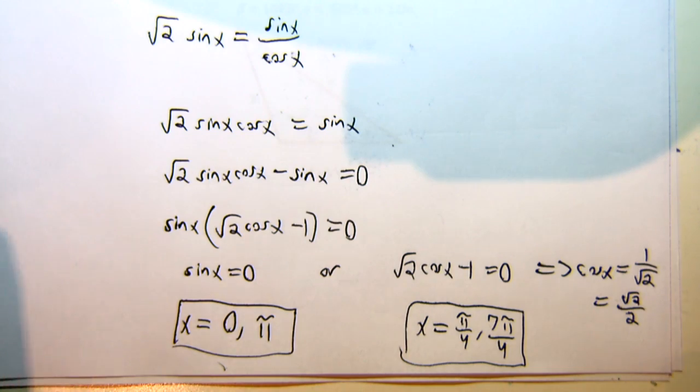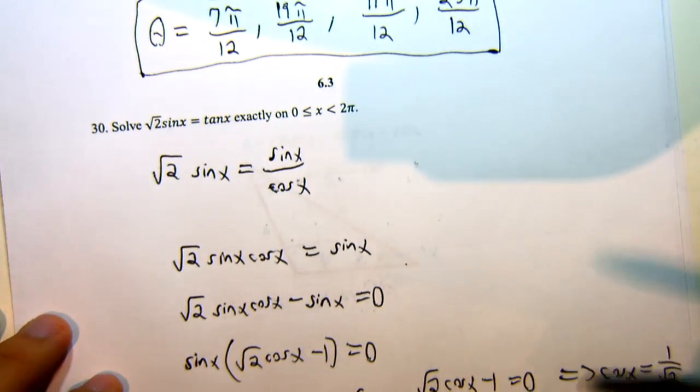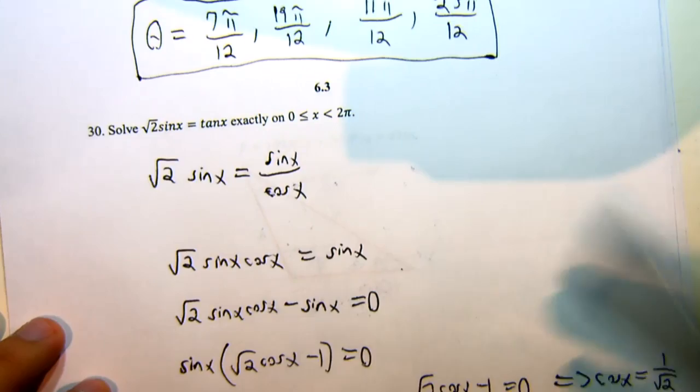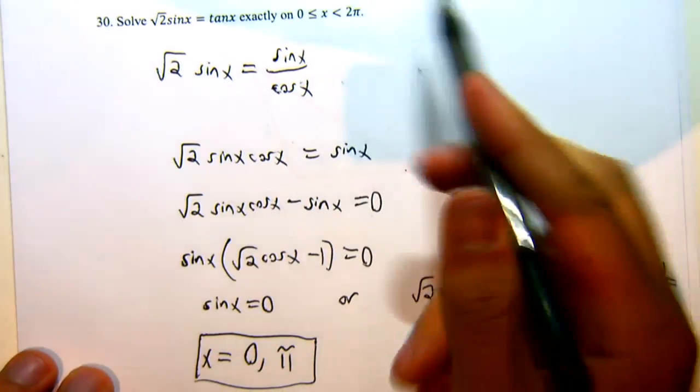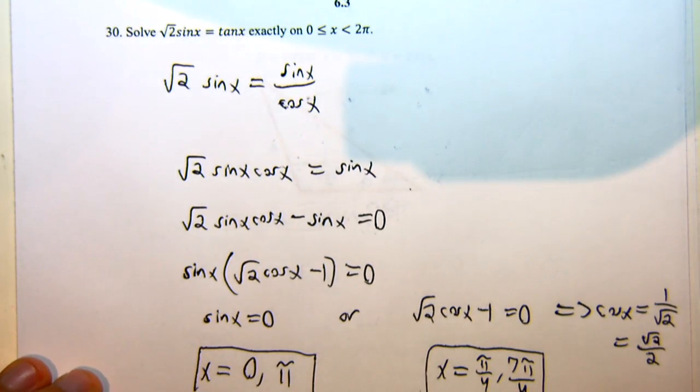We could potentially have more if this interval was, say, 4 pi. Then you would have to add an additional 2 pi to the answers. But in this case, it's just this. So always make sure to pay attention to the interval that it's in, because that changes your answers quite heavily.